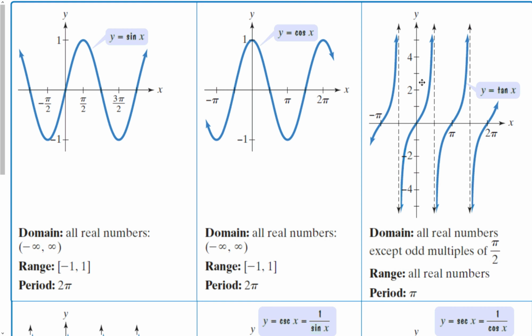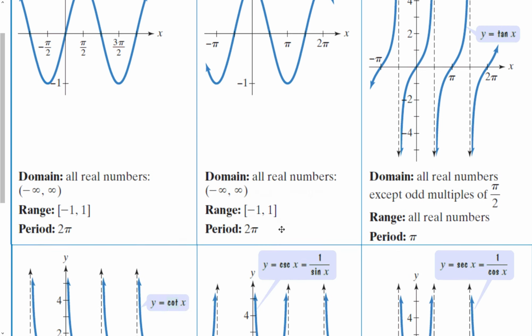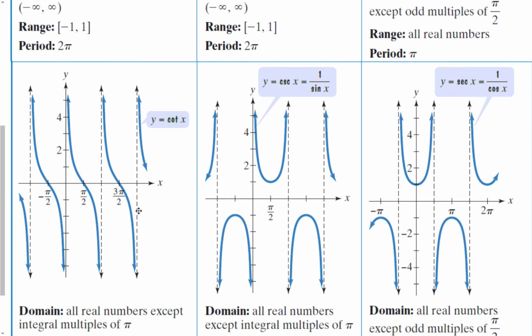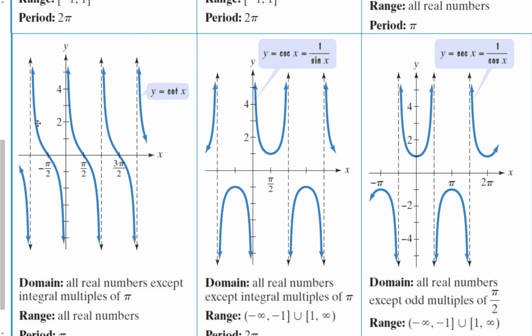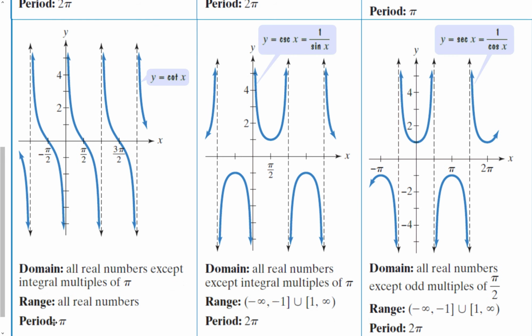This is the tangent. It goes up from left to right. It has vertical asymptotes at every odd multiple of pi over 2, and the period is pi. That's the cotangent, as you could tell because it's going down. And again, period is pi. Domain is everything except for multiples of pi.